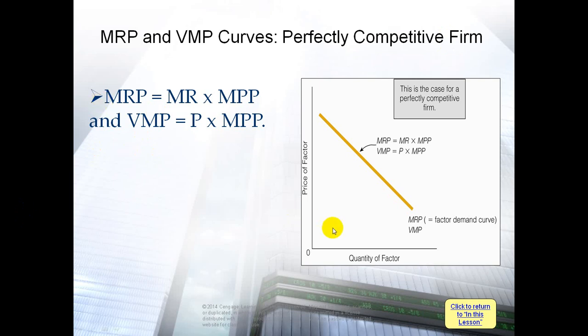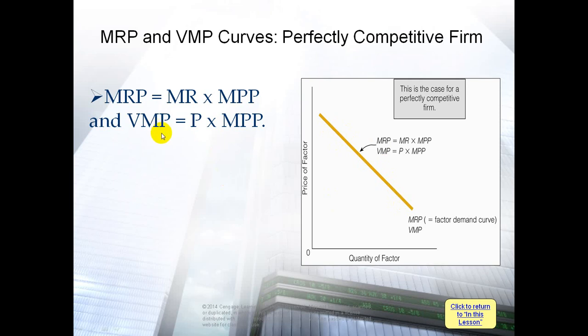طيب this is MRP. This is the MRP curve اللي quantity of the factor and the MRP. And when we are talking about the VMP, we are comparing or considering the relationship between the quantity of the factor, the MPP and the price. طيب they are the same, so MRP equals VMP. The MRP curve is this one and also the VMP curve is this one.